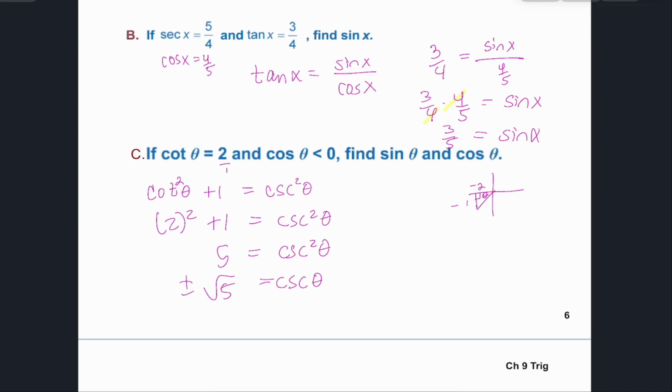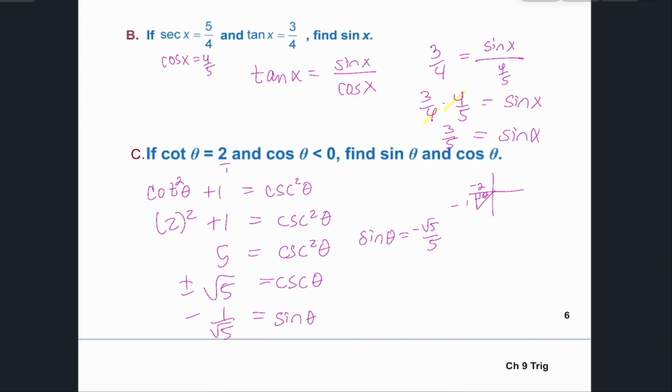So I know that the cosecant and the sine are reciprocals of one another. So I know my sine is 1 over square root of 5. Now, which is it? Is it positive or negative? Well, because the cosine is negative and the cotangent is positive, we know that this has to be a negative. So our sine is negative square root of 5 over 5. Okay. Now, we still have to find the cosine.